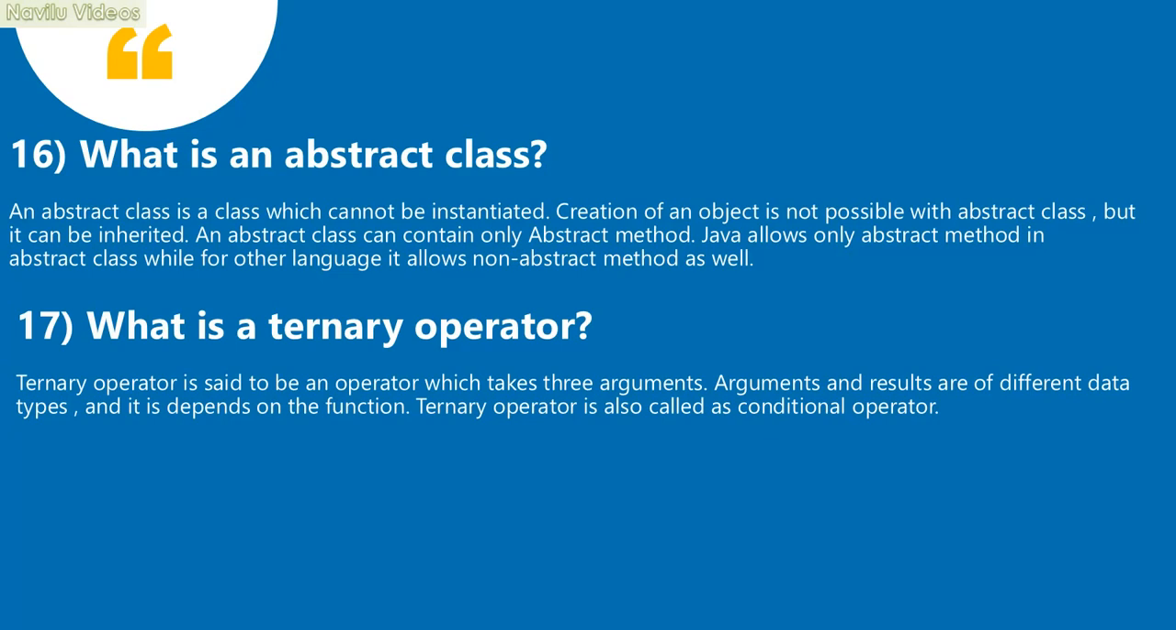17. What is a ternary operator? A ternary operator is an operator which takes three arguments. Arguments and results are of different data types, and it depends on the function. The ternary operator is also called the conditional operator.